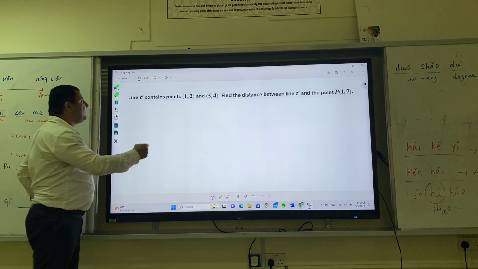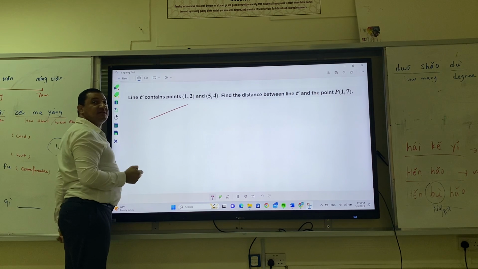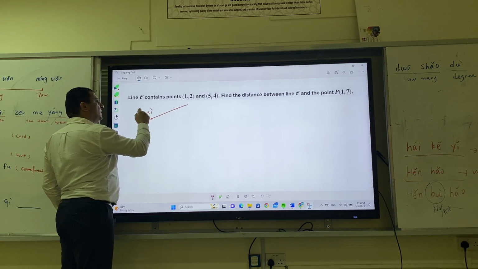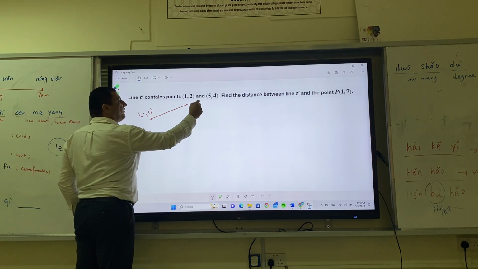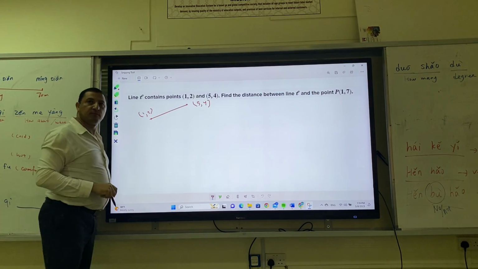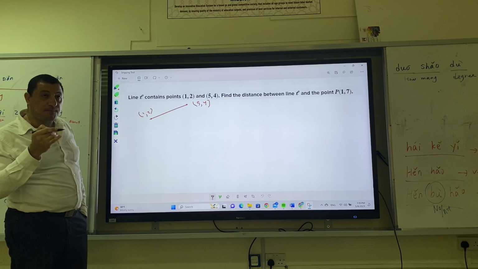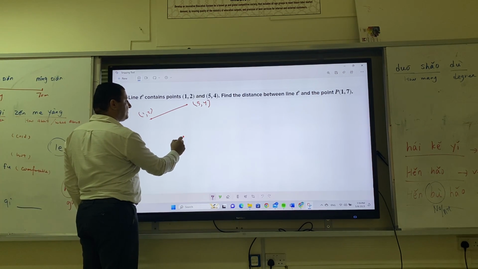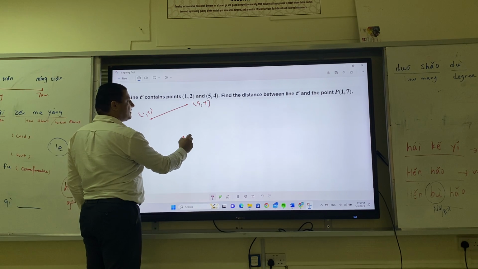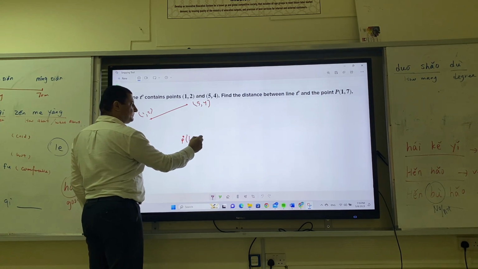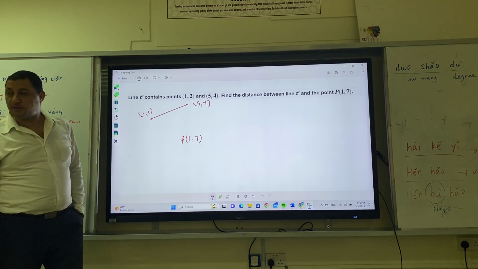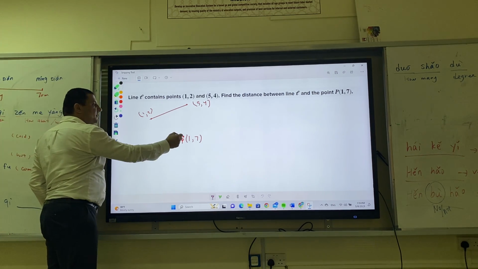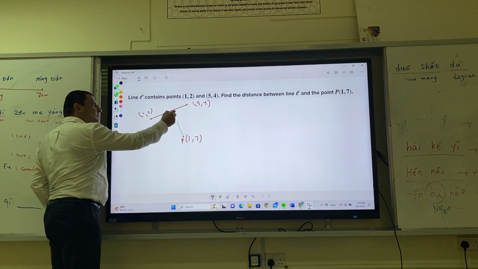So we have a line, and this line has 2 points, point 1, 2, and point 5, 4. There is another point somewhere here called point P, and this point has coordinates of 1, 7. The requirement is to find the distance between this point and the line.